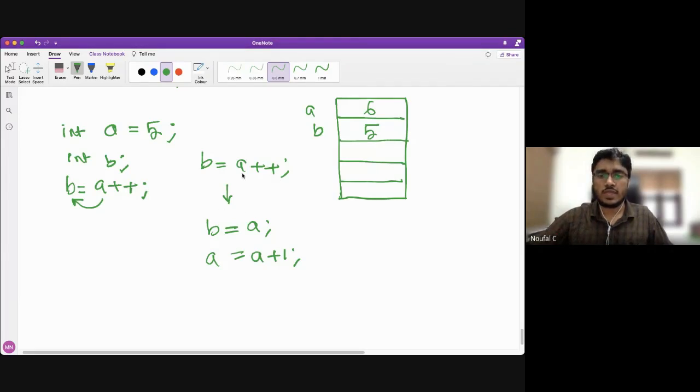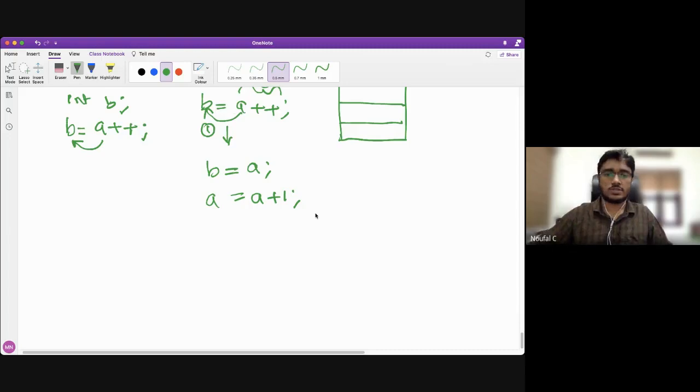the value of A will be given to B first. This is the first operation that is happening. Then the value of A will be incremented as the next operation. So B will get the value of A, then A's value will be incremented as A plus plus. This is actually known as the post increment operator.